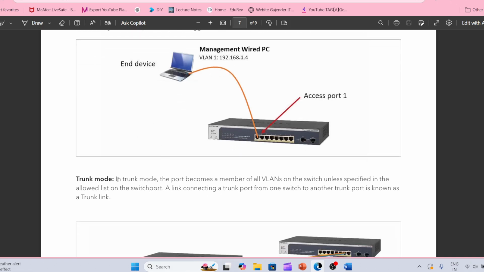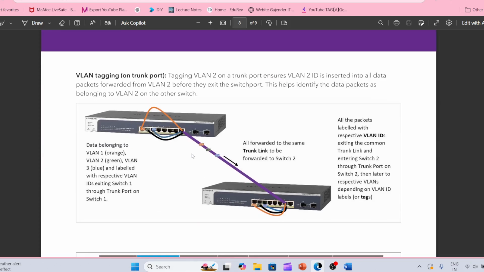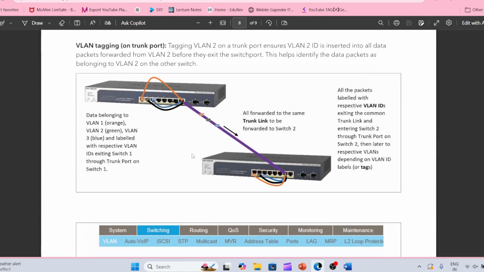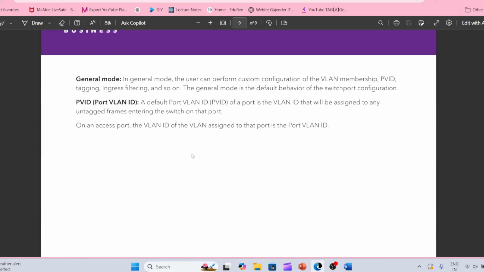Now what is trunk mode? In trunk mode, the port becomes a member of all VLANs on the switch unless specified otherwise in the allowed list on the switch port. A link connected to the trunk port from one side to another is known as the trunk link. So if I connect another switch here, this is also known as a trunk link.